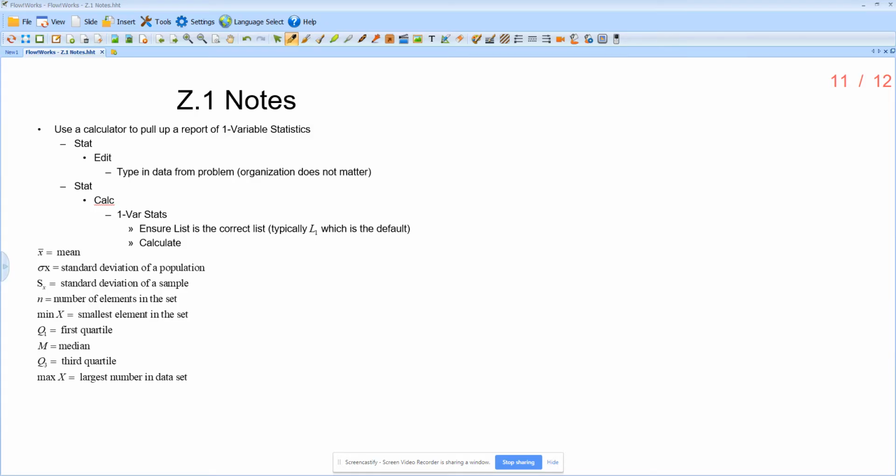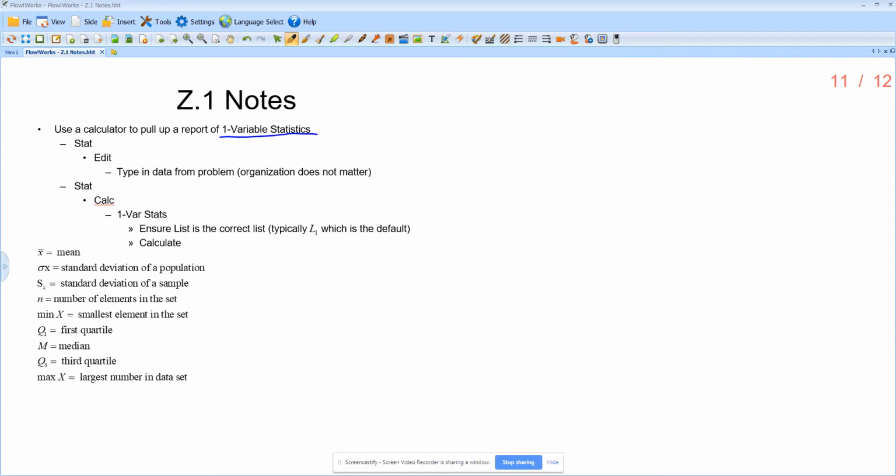All right, so some of this stuff can be super irritating to pull up or to calculate by hand. You think about a mean, and if I give you 6 numbers, yeah, that's fine. But if I give you 130 numbers, that becomes super difficult. One, because it's time consuming, and two, because we lose track of where we are a lot of times. So you can use a calculator to pull up a report of what are called one variable statistics.